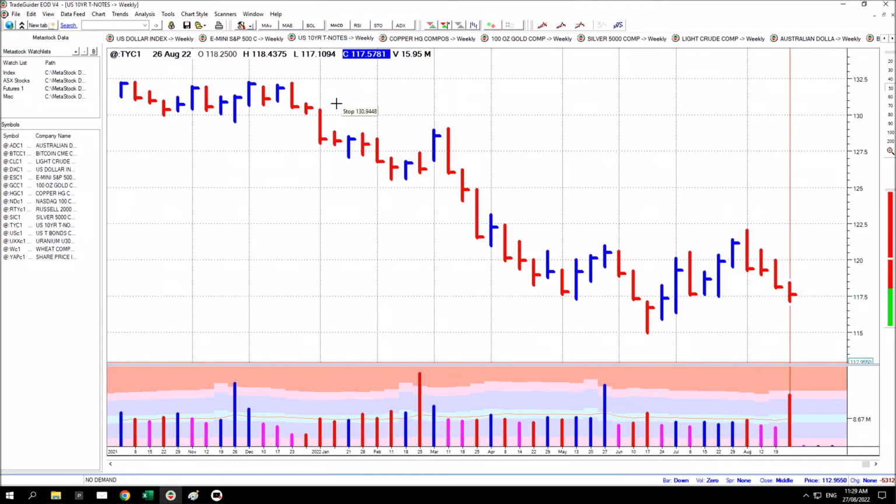Next chart is the US Treasury 10-year note futures. The important level above is here in a zone. You can see prices moved up to it and failed previously. And to the downside, this 117.5 has popped up a few times. It's just through there, sort of like that, at 117.5.